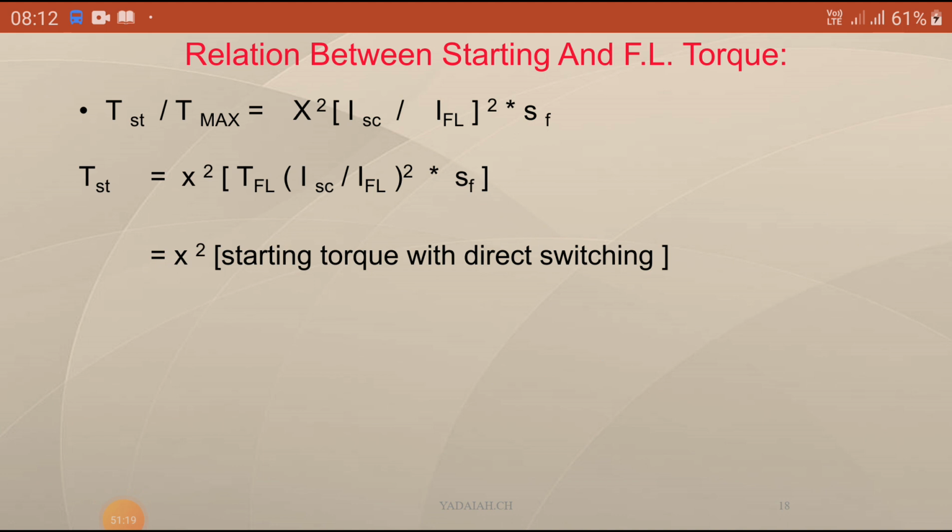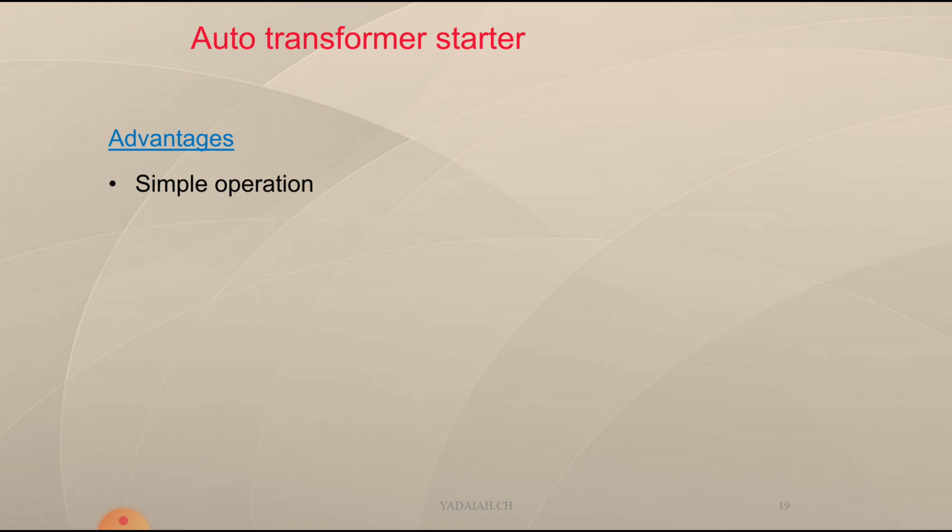Okay. So now coming to the auto transformer starter, advantages and disadvantages. What are the advantages? Let us see. It is simple in construction and simple in operation, simply varying the knob. We can adjust it manually, otherwise we can use relays to make it automatic operation.